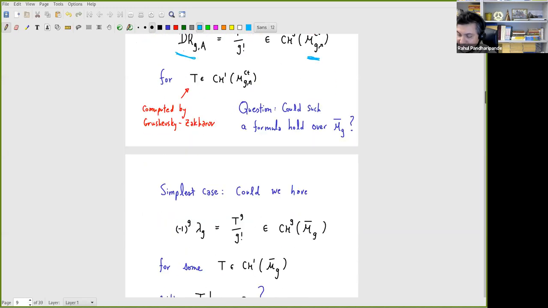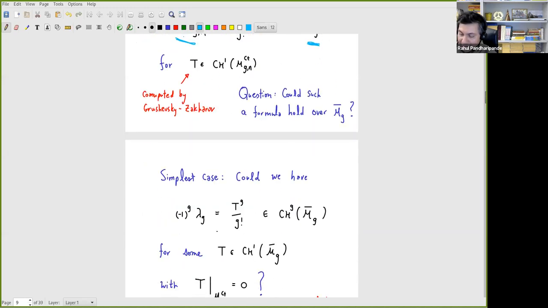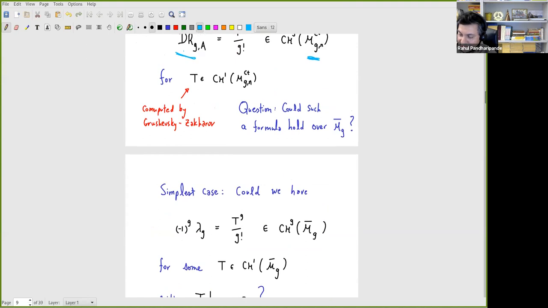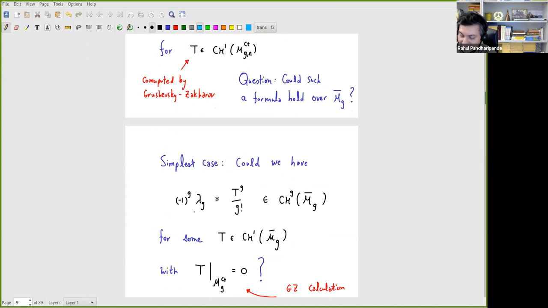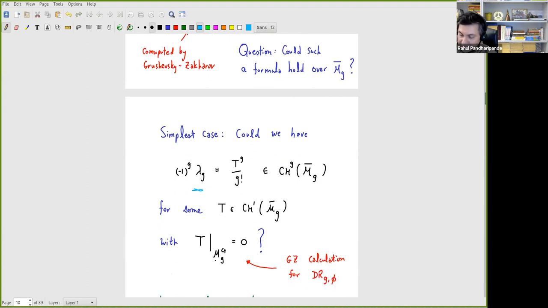And the simplest case you could say is, well, lambda G, as I said, is a double ramification cycle. It's kind of the simplest one. And you could say, could lambda G be T to the G over G factorial? Could that hold in the Chow ring of M_G bar for some divisor that restricts to zero over compact type? And why zero over compact type?